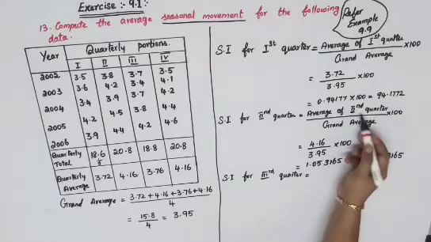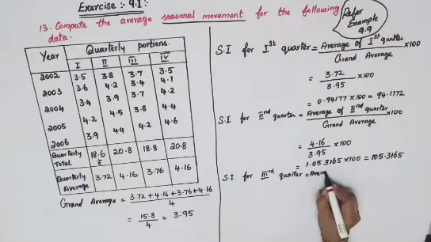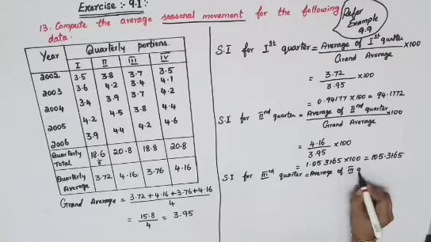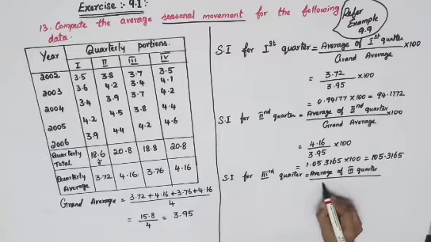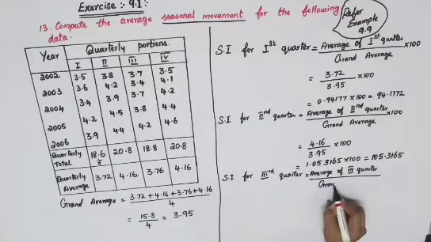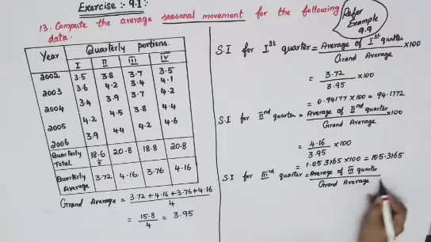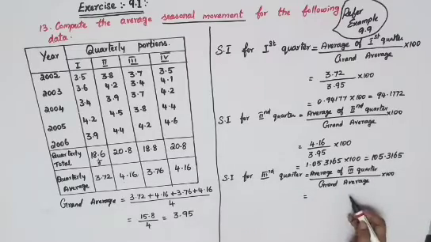Now going to your third quarter, that is seasonal index for third quarter is equal to, in the place of second you will have to write third. So that is average of third quarter divided by grand average into 100. So which is equal to average of third quarter.